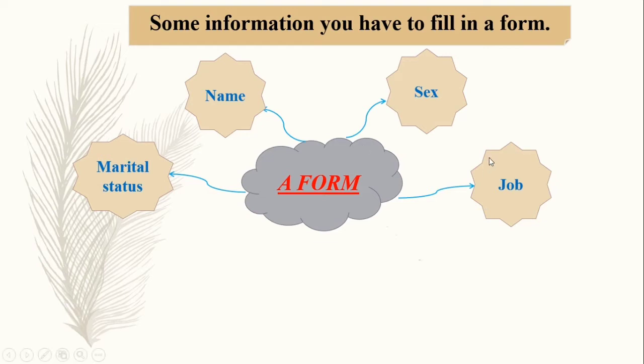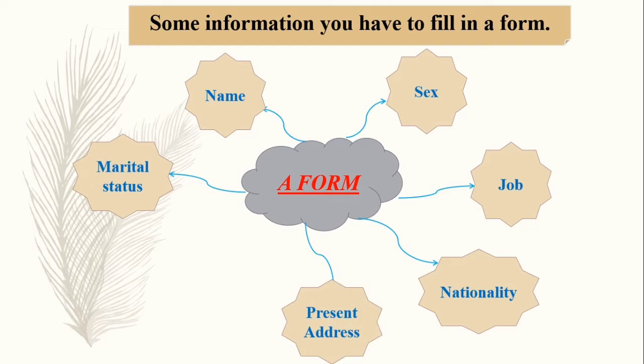Nationality, it means whether you are a Chinese or a Vietnamese, right? Present address, where you are living right now, your address. And place and date of birth, where you were born and the day you were born. Okay, those are some basic information that you will need to fill in a form.